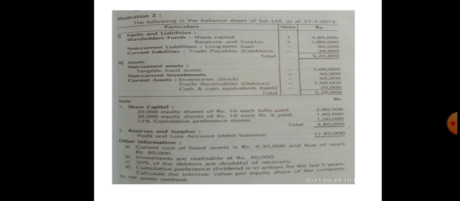So out of that, 50% is the doubtful. Okay, so we are unable to recover that amount. It's a doubtful debt, so that's why we have to take only the 50%. Okay, next, the cumulative preference dividend is in arrears for the last 5 years. Calculate the intrinsic value per equity share of the company by the net assets method.